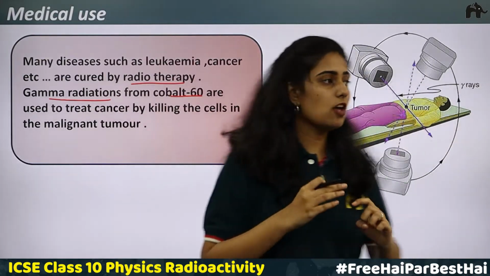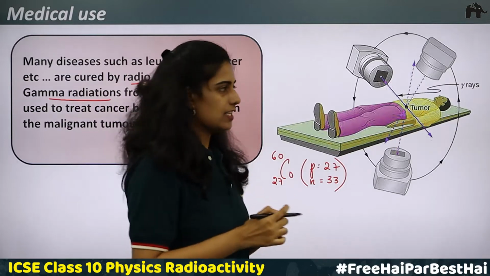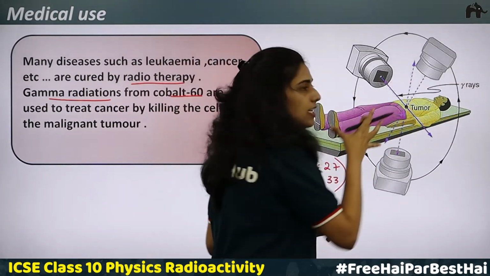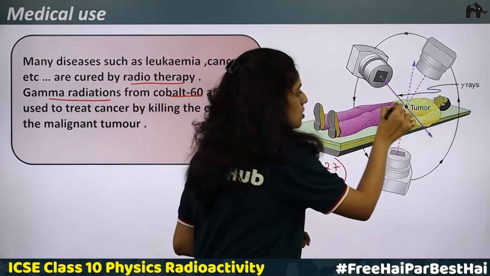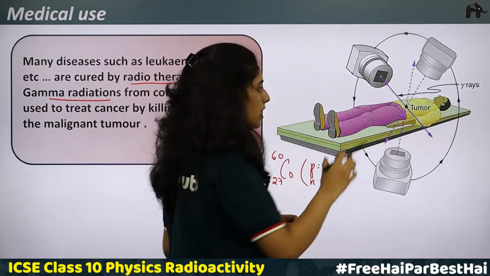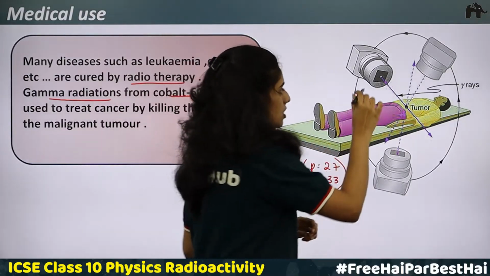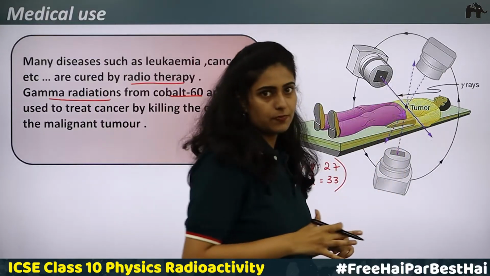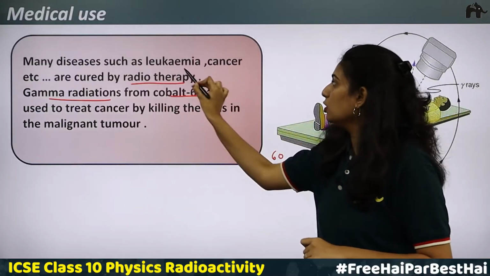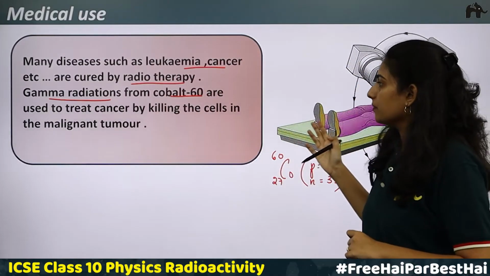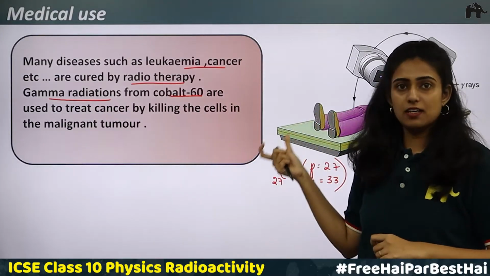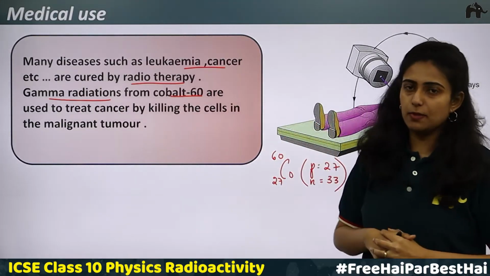So here, in case of a tumor, if a person is having cancer, you know that there are tumor cells. These tumor cells can spread easily, they are widely spreading. So these should be destroyed. For that purpose, gamma radiations can be used. This is called radiotherapy, in which the gamma radiations are targeted at the tumor cells and these tumor cells are killed. So diseases like leukemia and cancers can be treated using radiotherapy. That is, the tumor cells can be killed.